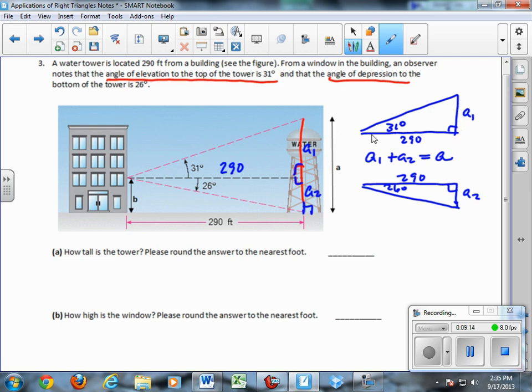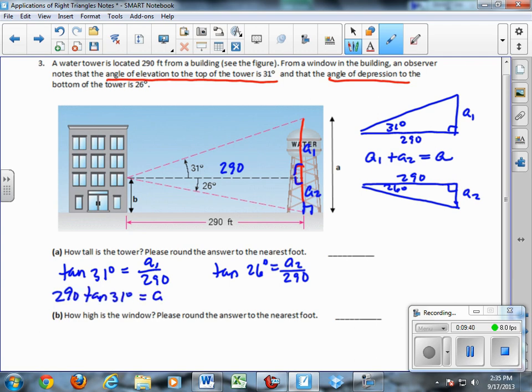So I have tangent of 31 degrees is equal to A sub 1 over 290, and tangent of 26 degrees, it's supposed to be degrees, is equal to A sub 2 over 290. So 290 times tangent of 31 degrees is equal to A sub 1. 290 times tangent of 26 degrees is equal to A sub 2, and then A sub 1 plus A sub 2 would give you your answer.